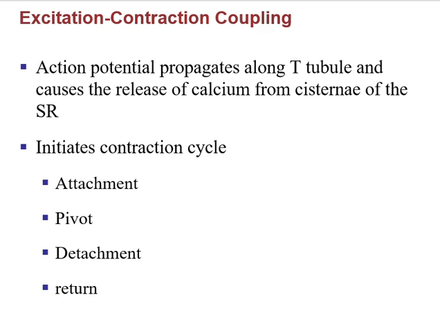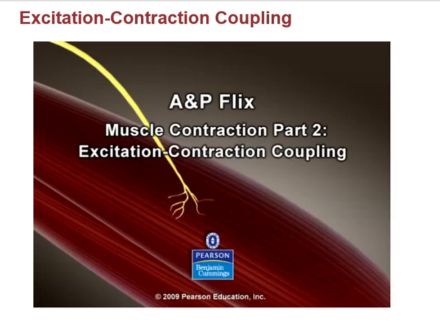The release of calcium is the final go signal for contraction, so that's going to initiate the contraction cycle, which includes attachment, pivot, detachment, and return. Now with step 2, I do recommend watching the video called A&P Flicks, Excitation Contraction Coupling.